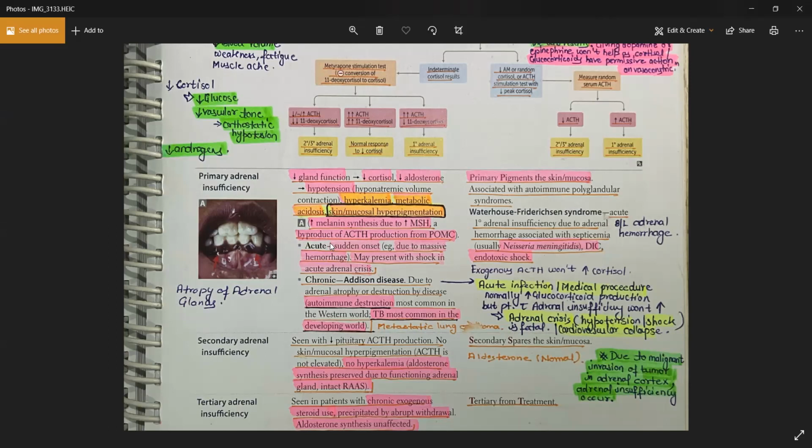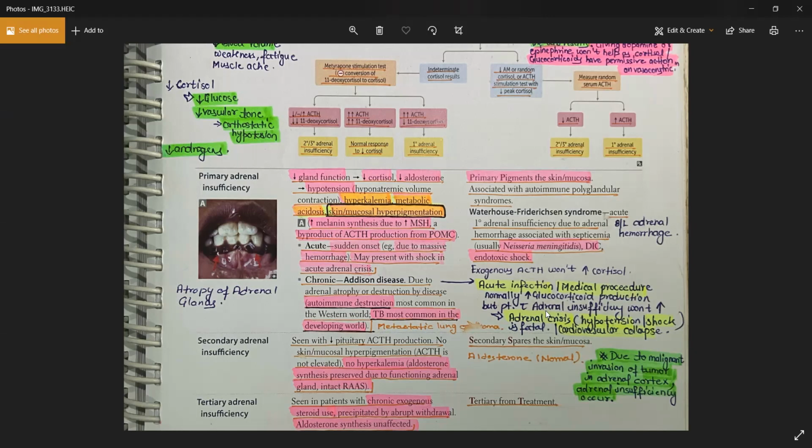Or whenever the patient is on glucocorticoid therapy and undergoes any kind of infection or surgery, then you must increase the dose of these glucocorticoids, because in case of any stress you require more cortisol, more steroids, right? If you do not increase the dose, you can end up with an acute crisis. So very important: whenever there is any acute infection or medical procedure, normally glucocorticoid production will increase in your body, right? But in patients who have adrenal insufficiency and are on glucocorticoid therapy, the dose must be increased. If you don't increase the dose, the patient can end up with an adrenal crisis, and that can lead to death.